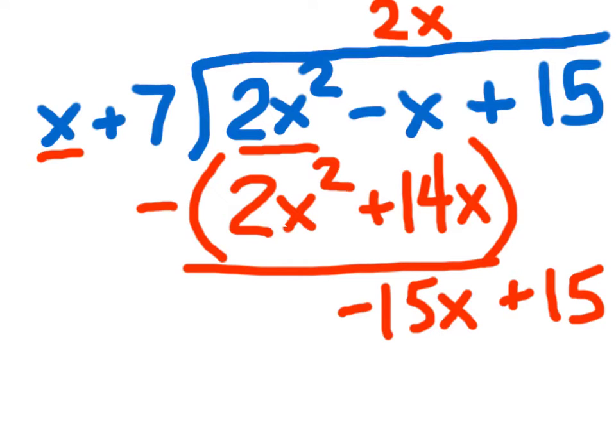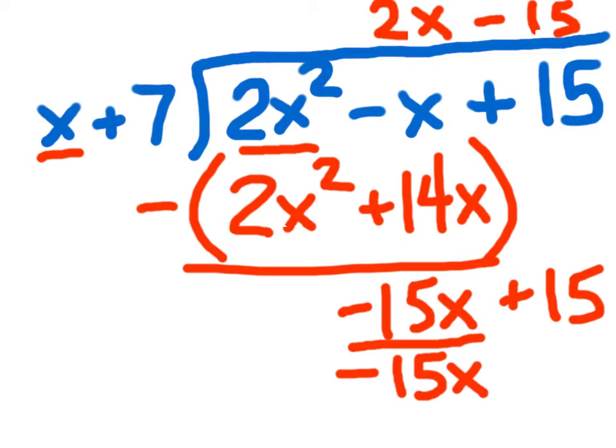Once again, we're looking at the first term on the outside and the first term down here. What times x would give us negative 15x? The answer is negative 15. It goes right there. Negative 15 needs to be multiplied by each of the terms on the outside. Negative 15 times x is negative 15x. And then negative 15 times 7, the other term on the outside, gives us negative 105.